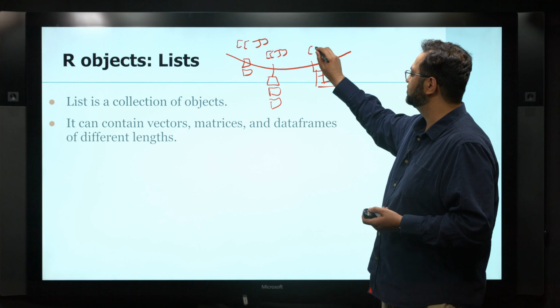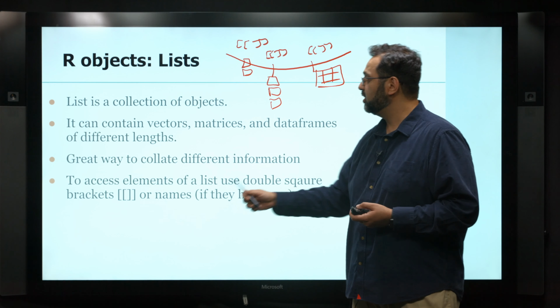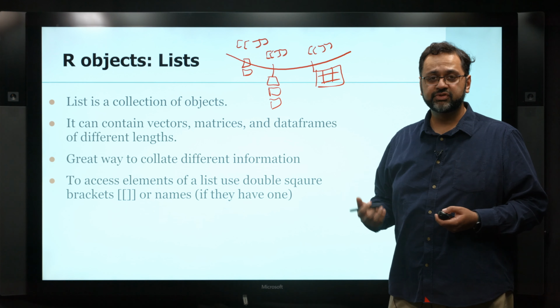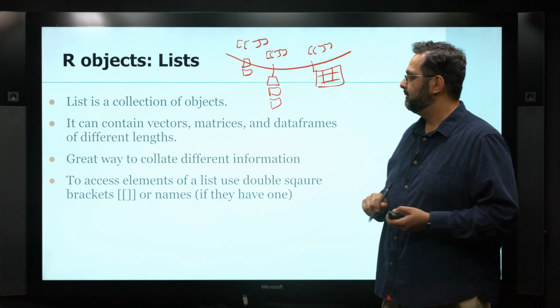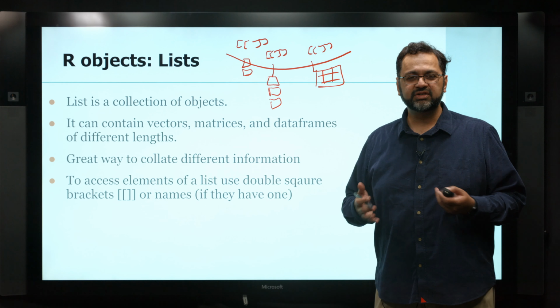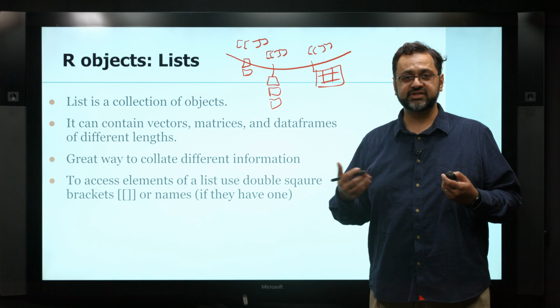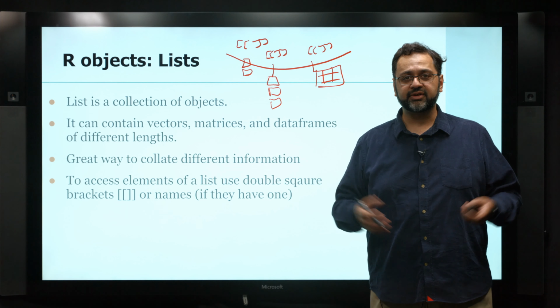And basically you're accessing them in a couple of ways. One is using these double square brackets, or if they have names, you can use the names to refer to which element you're talking about. But what's nice about it is that you can store different types of information without taking up unnecessary space. And it's a good way to couple things that you know belong together.